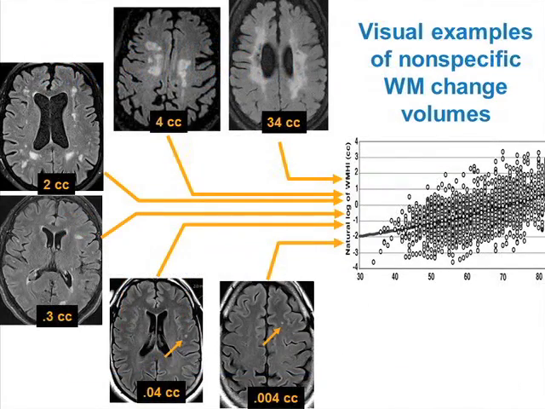Well, you can use the next slide to try and translate with some examples visually how many cc's you would see on someone. And for example, at the top you can see a total of 4 cc's might appear as the FLAIR abnormality on that sequence.